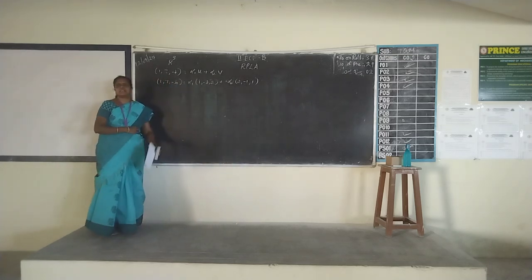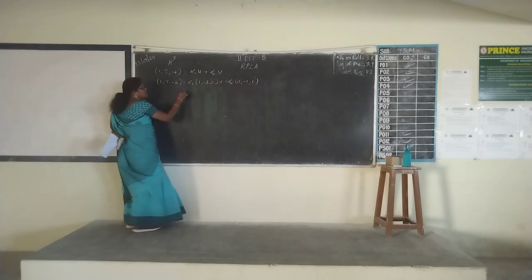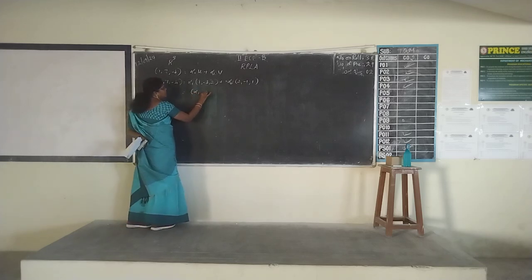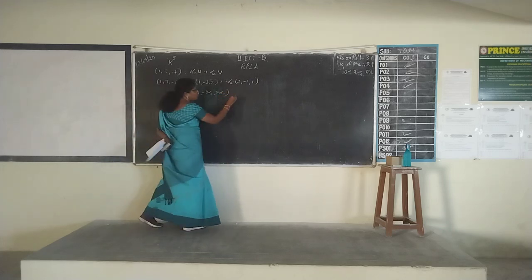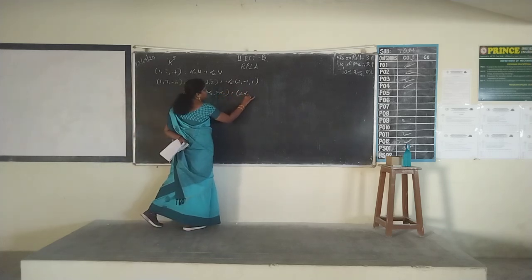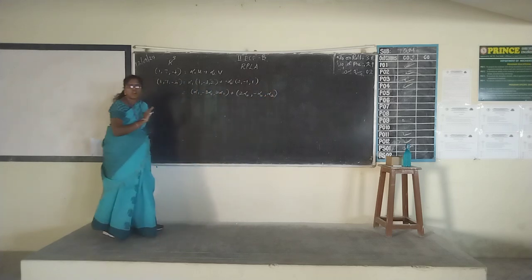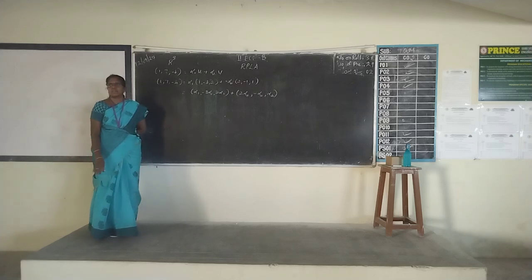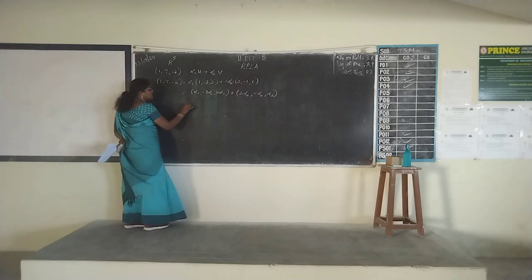So what will you get on your right hand side? Just vector addition. If you multiply alpha 1, what will you get? Alpha 1, minus 3 alpha 1, 2 alpha 1. If you multiply by alpha 2, what will you get? 2 alpha 2, minus alpha 2, alpha 2. Just normal multiplication. How will you add two vectors? Vector addition: corresponding elements should be added. So what will be your final answer?